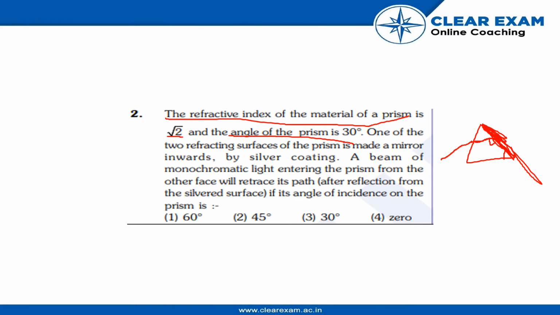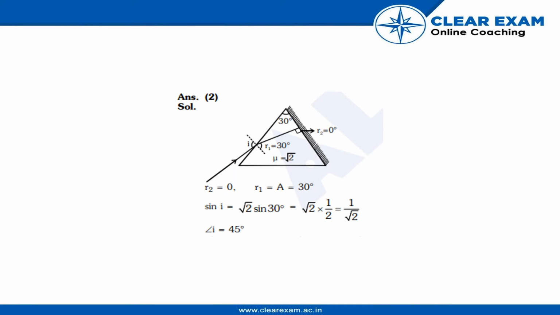So we need to find the angle of incidence, that is this angle we need to find out. So we are given that the angle of prism is 30 degree and let's draw a perpendicular from the ray to the other face, so that it will bounce back to its path. Now since it is a normal, this angle will be 90 and this angle will be 90 as well, and by angle sum property of a triangle we can calculate that this angle is 60 degree.